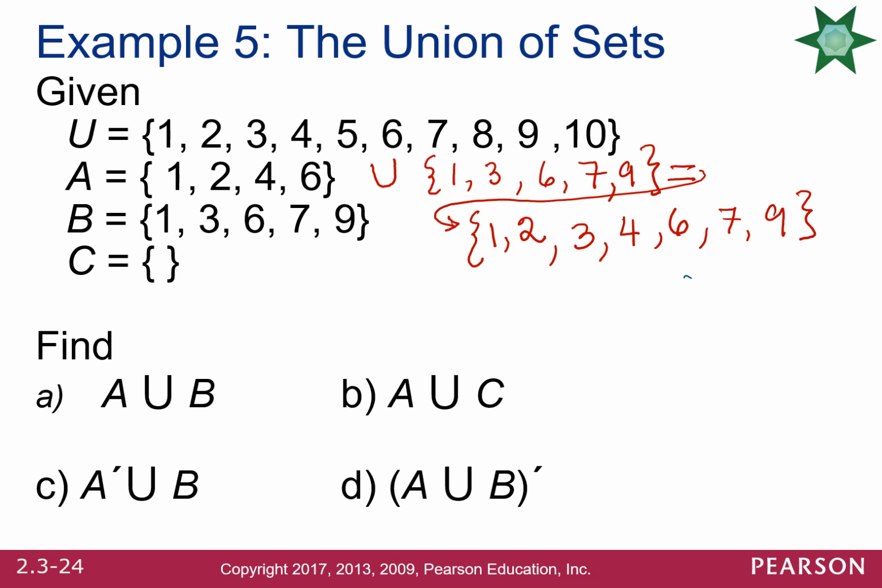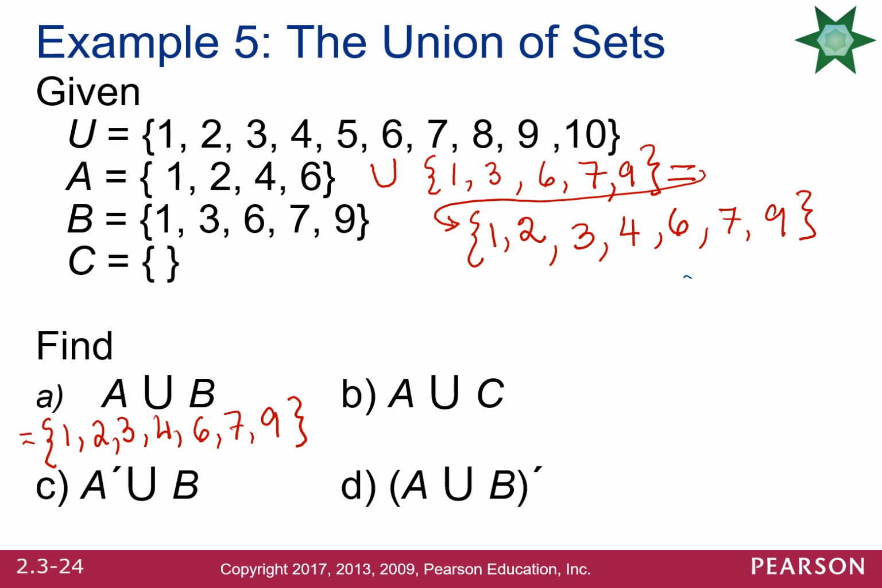So here I'm going to write 1, 2, 3, 4, 6, 7, 9. Remember to include your commas. All right, so that's A union B, the result of A union B.